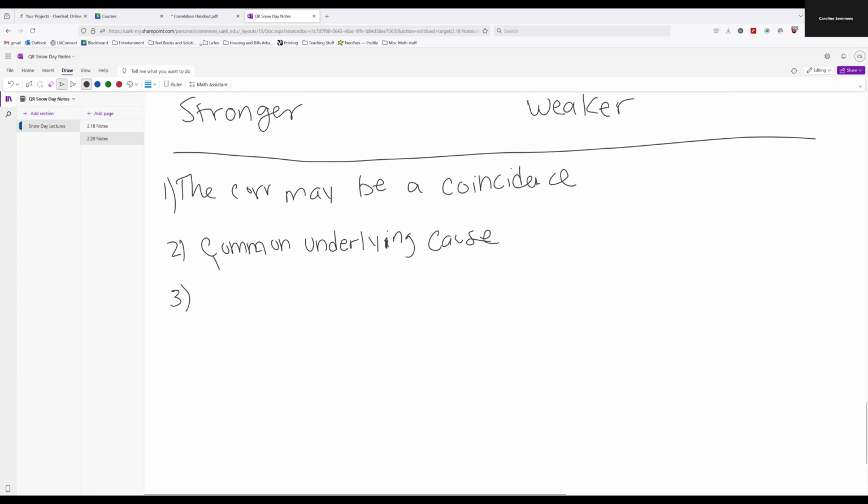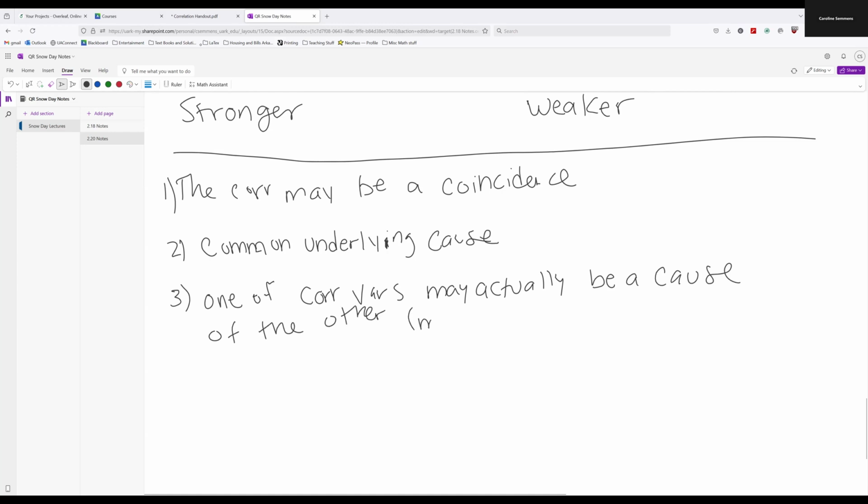And so for the third option, one of the correlated variables may actually be a cause of the other. It may be just one cause, or one of several. And so again, the big note: correlation does not equal causality.